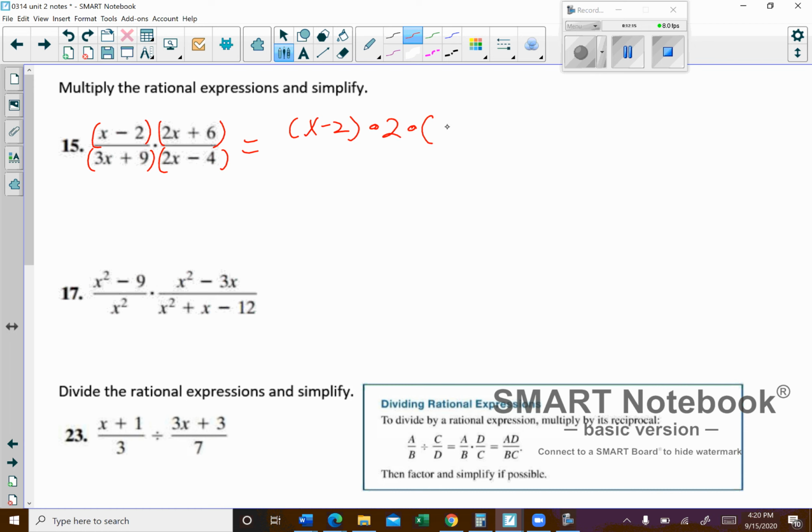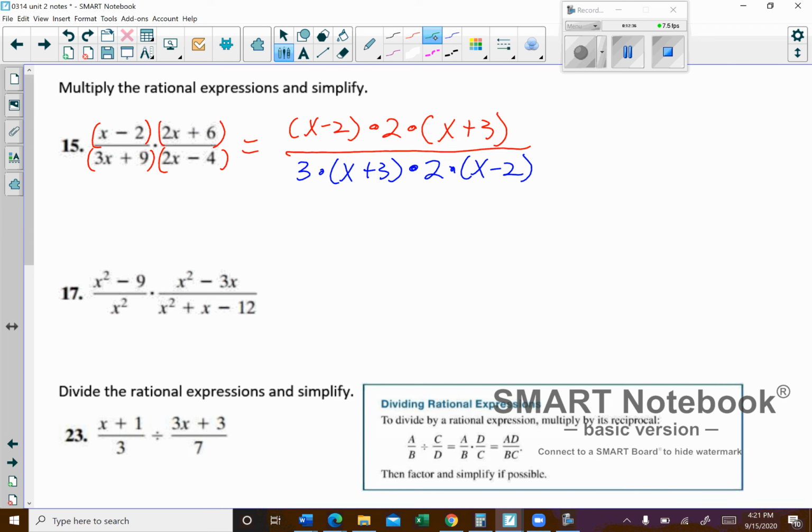And then that will factor into an x plus 3. Okay, on bottom, let's see, I can factor out a 3 to start with, and that'll leave me with an x plus 3. And then times, I can pull out a 2 on bottom, and that'll leave me with an x minus 2. Now we'll go through and see what can cancel out.